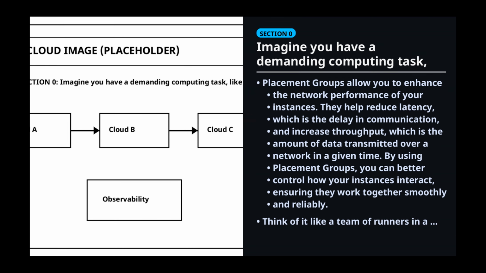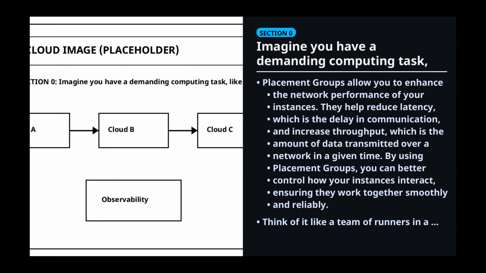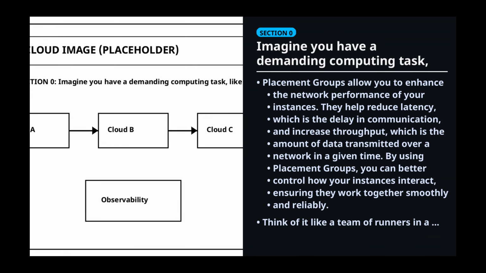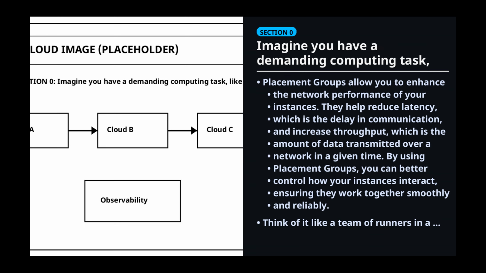Think of it like a team of runners in a relay race. If they are positioned close together and have a clear path, they can pass the baton quickly and maintain speed. Similarly, placement groups help your instances stay connected and perform at their best. In summary, placement groups are essential for optimizing network performance and improving fault tolerance in high-performance computing workloads.